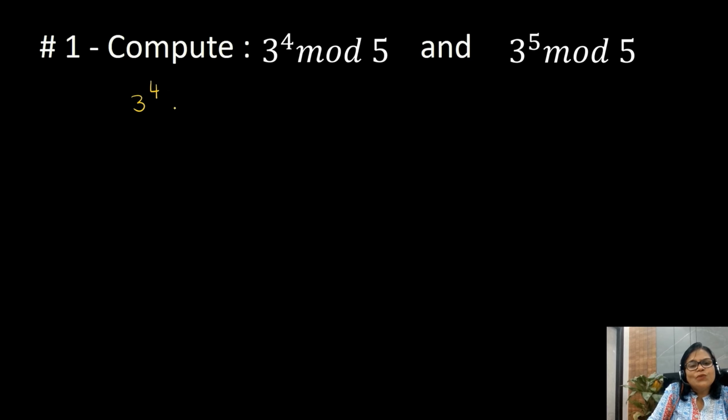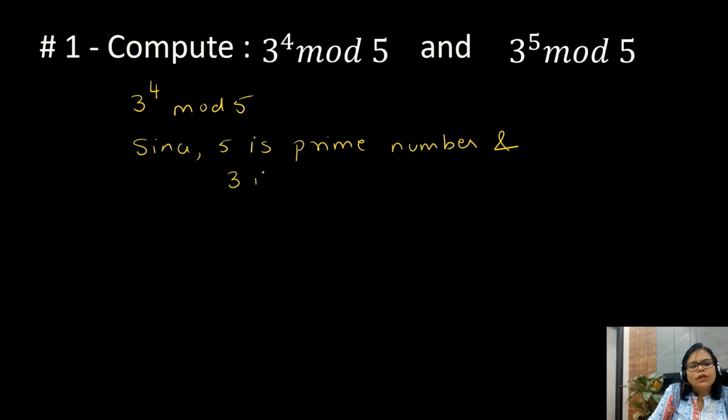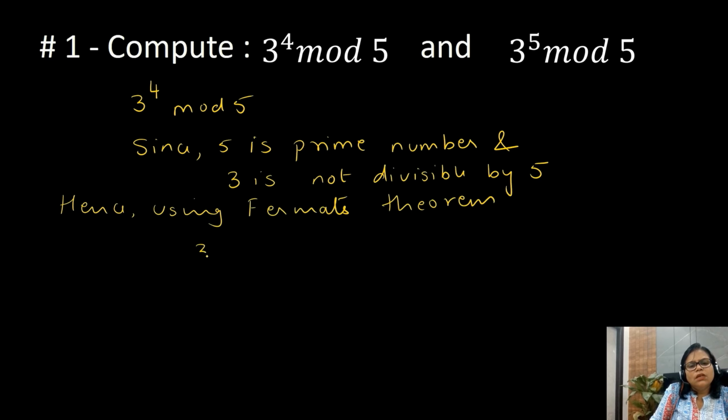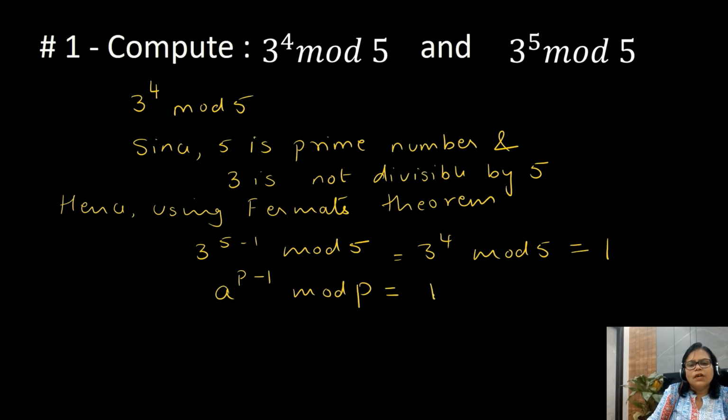So for 3 raised to 4 mod phi, you just have to check the conditions. That is, since phi is a prime number and 3 is not divisible by phi, using Fermat's theorem, 3 raised to 5 minus 1 mod phi, that is 3 raised to 4 mod phi, can be directly written as 1, because Fermat's theorem states that a raised to p minus 1 mod p is equal to 1.